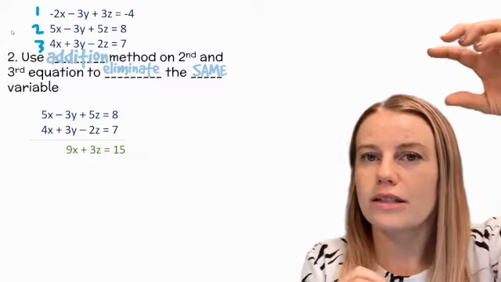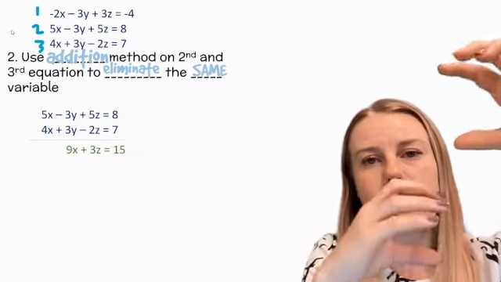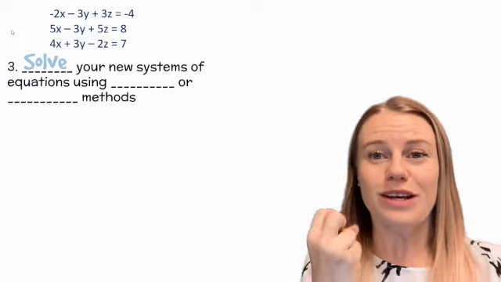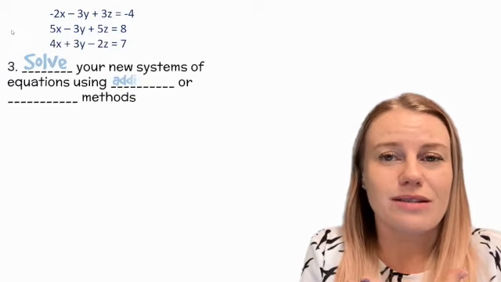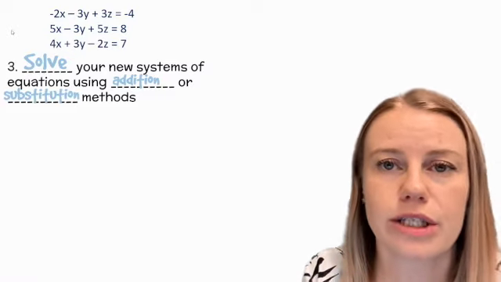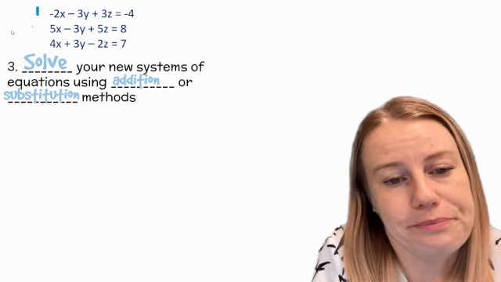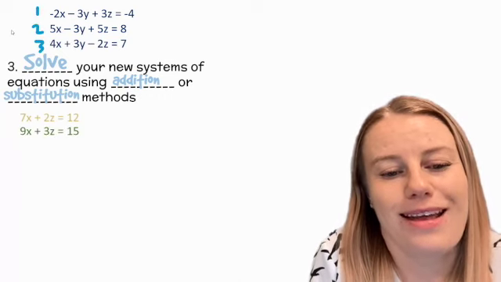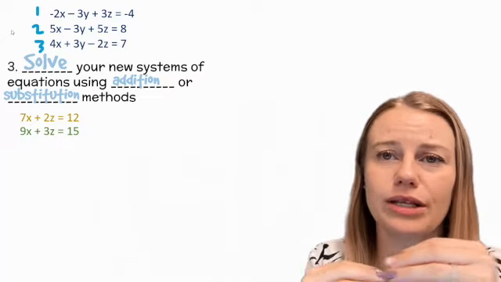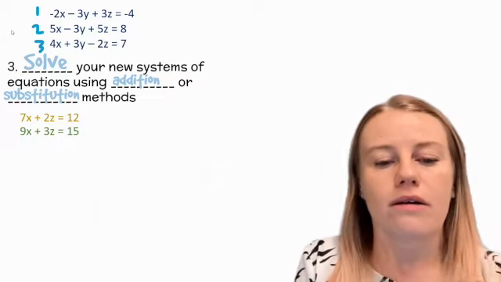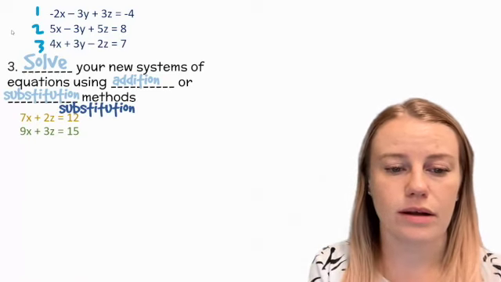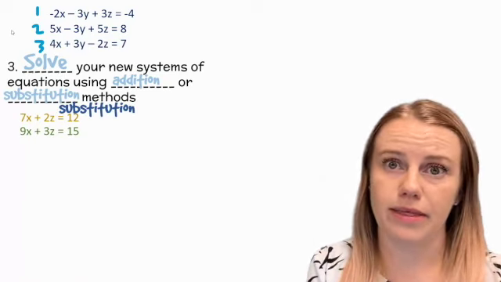So we held on to that other equation, and this is our other new equation. We are going to use those 2 new equations, and we're going to solve them using either the addition method or the substitution method, whichever one you like better. So these are our 2 equations that we created, and we're going to solve those for x and z. I'm going to use the substitution method here.